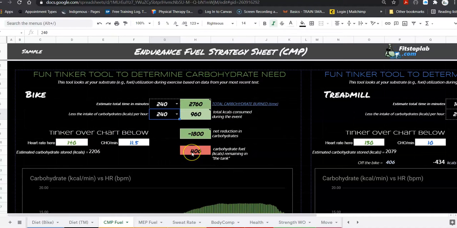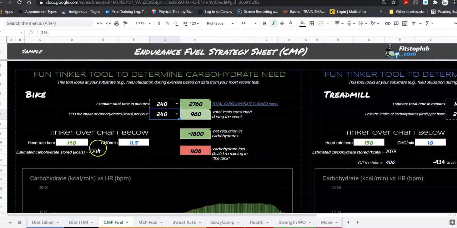I'm 406 positive, but again, because this isn't exact science necessarily, because there's lots of variables that can affect the outcomes, we're going to be in a little bit of a red zone still because we're less than 500 calories left in the tank. So we can play around with this.